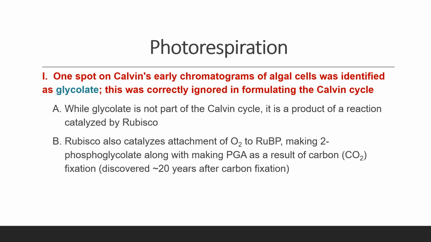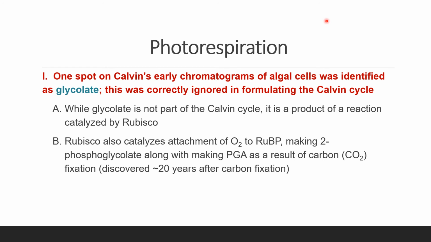So for the next process, we have what you call photorespiration. Photorespiration is actually a wasteful pathway that competes with the Calvin cycle. It begins when rubisco acts on oxygen instead of carbon dioxide. While glycolate is not part of the Calvin cycle, it is a product of a reaction catalyzed by rubisco.